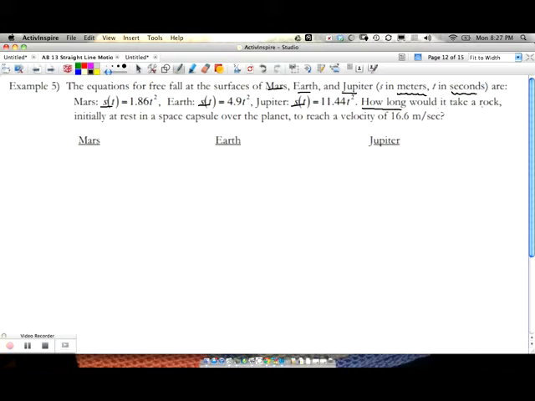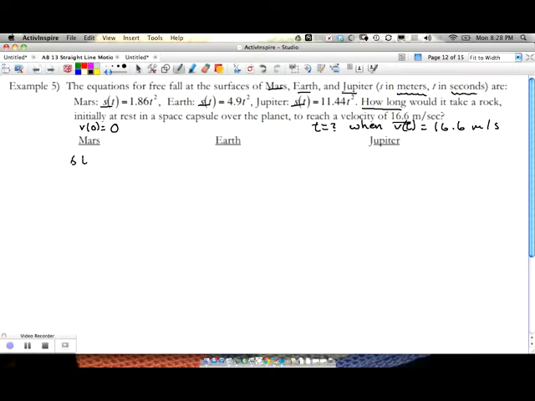How long would it take a rock initially at rest? What does that mean? That means that the initial velocity, when you plug in 0, is at rest, or in other words, 0. And we're trying to figure out how long. That means t equals what when velocity, v of t, equals this number that they're giving us, 16.6 meters per second.